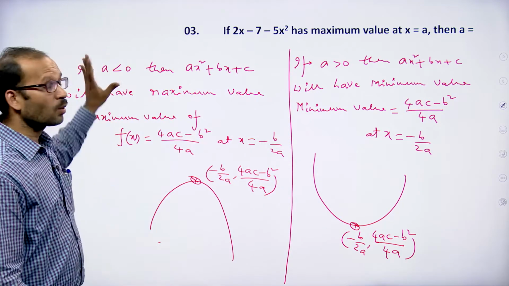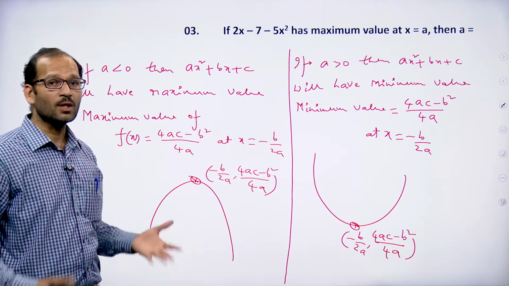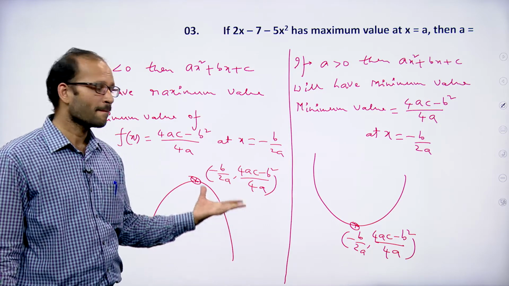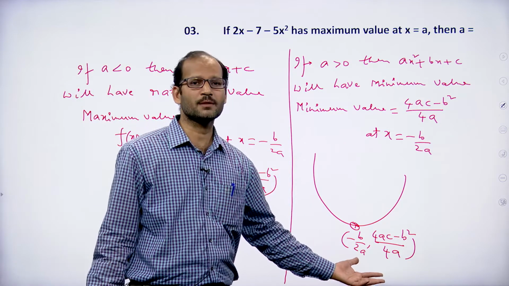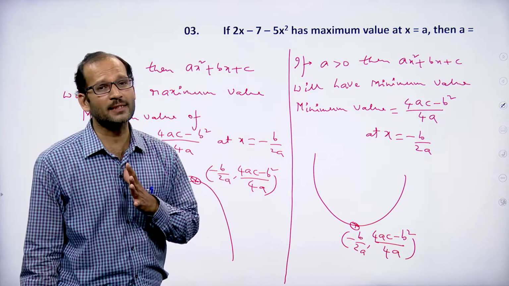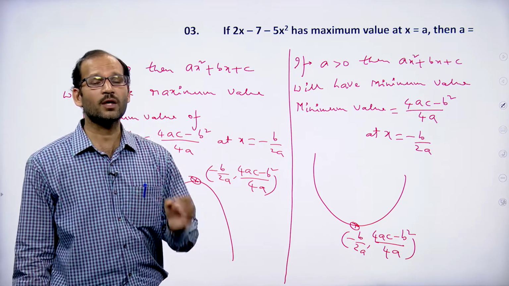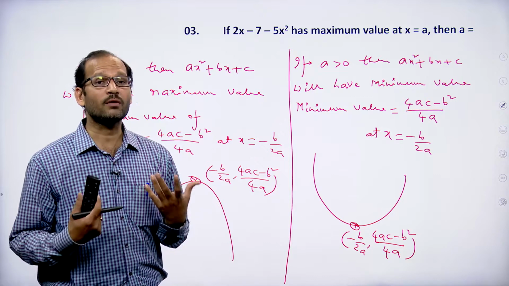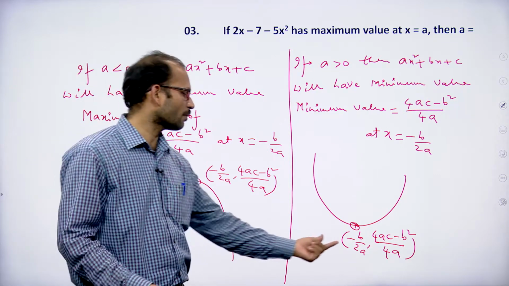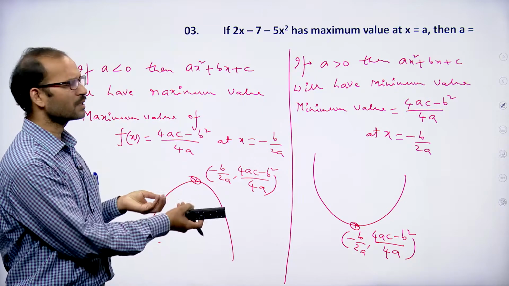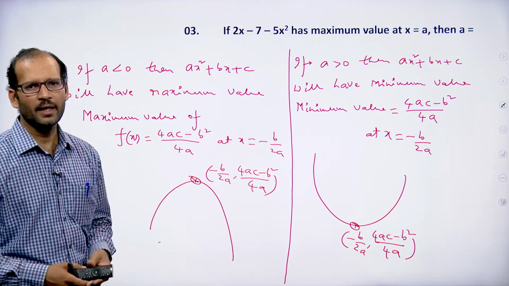A greater than 0, the quadratic expression will have a minimum value. A less than 0, the quadratic expression will have a maximum value. What is that maximum value? 4ac minus b square by 4a. The minimum value is also 4ac minus b square by 4a. So therefore, the quadratic expression will have either a maximum value or a minimum value, depending on the coefficient of x square. At what value of x does this occur? At x equal to minus b by 2a. Clear? So based on this simple concept we have the questions today and we will discuss them.